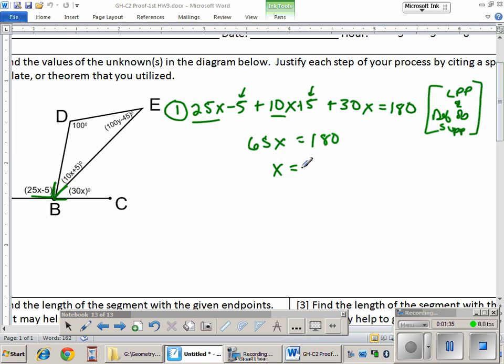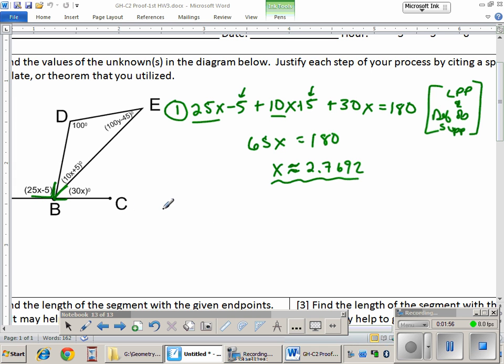We end up with an approximate x value of 2.769, 2. Let's go 4 decimals. Let's maintain a level of accuracy here, shall we? So quickly double check our work. 25, 35, 65. Fives are gone. We're good to go.